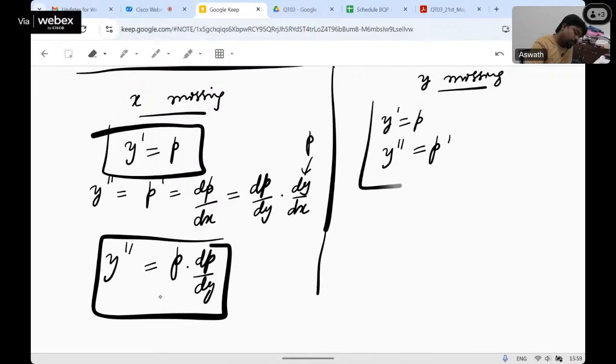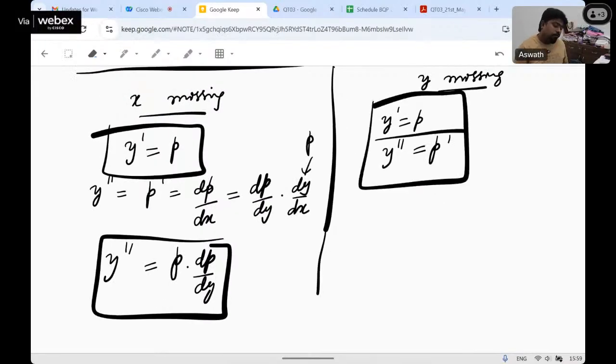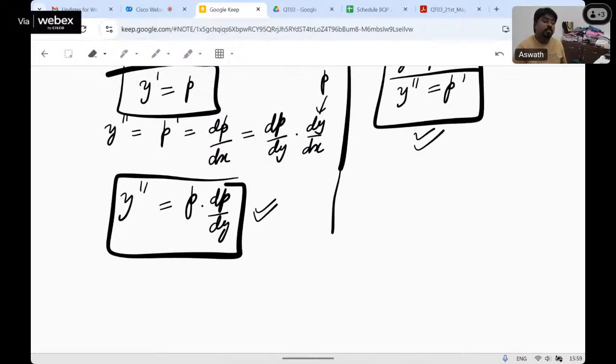Okay. If you do this, depending on which variable is missing: if the independent variable is missing, this is the conversion; if the dependent variable is missing, this is the conversion. So you can easily reduce the differential equations into a much simpler form so that you can follow it.